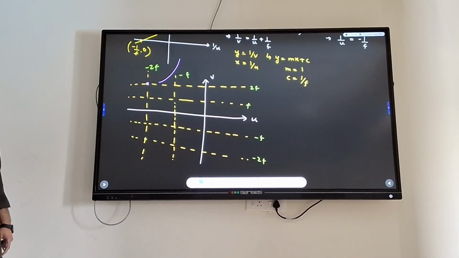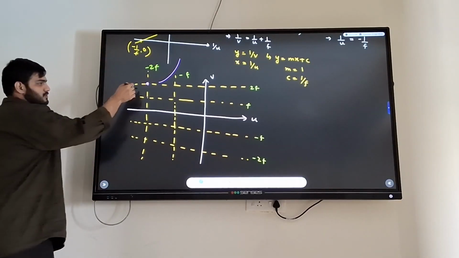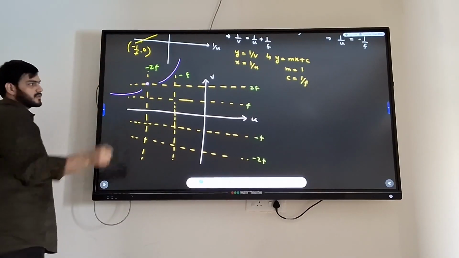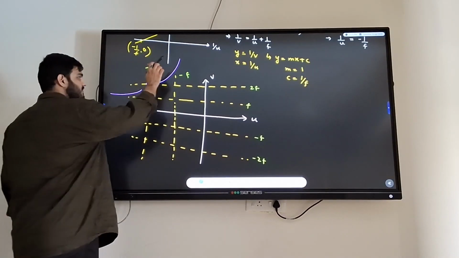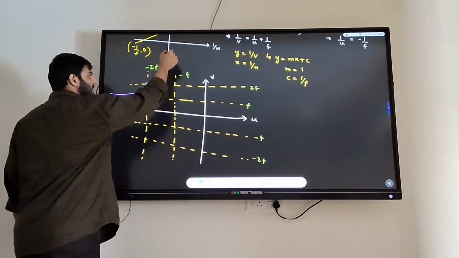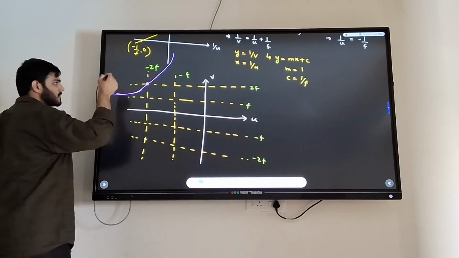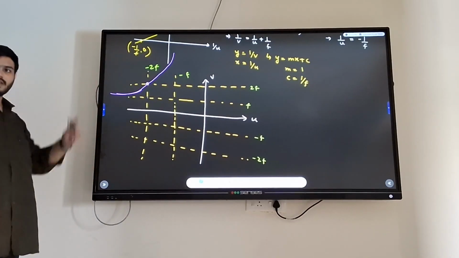Does it make sense? If I place my object at negative infinity, where will my image be formed? At focus. Plus F. So something like this should come, right? And if I connect the whole graph, this is not so good, but I think if you connect the graph, you will get something like that.